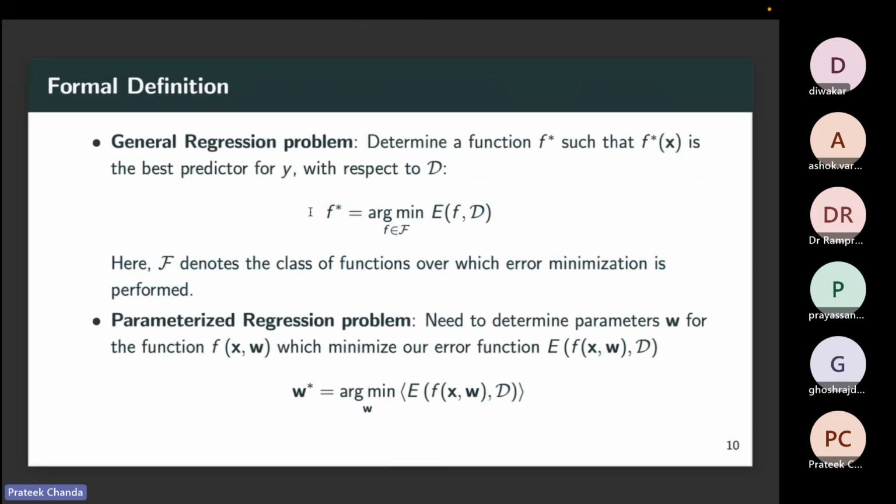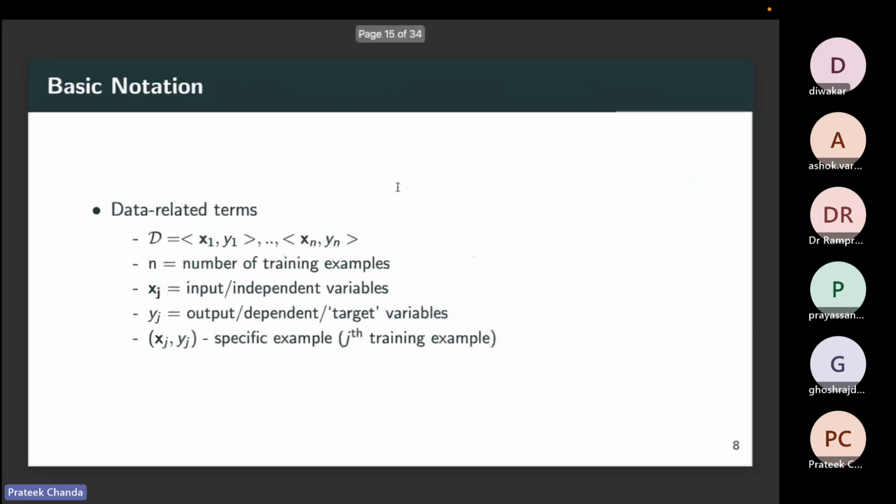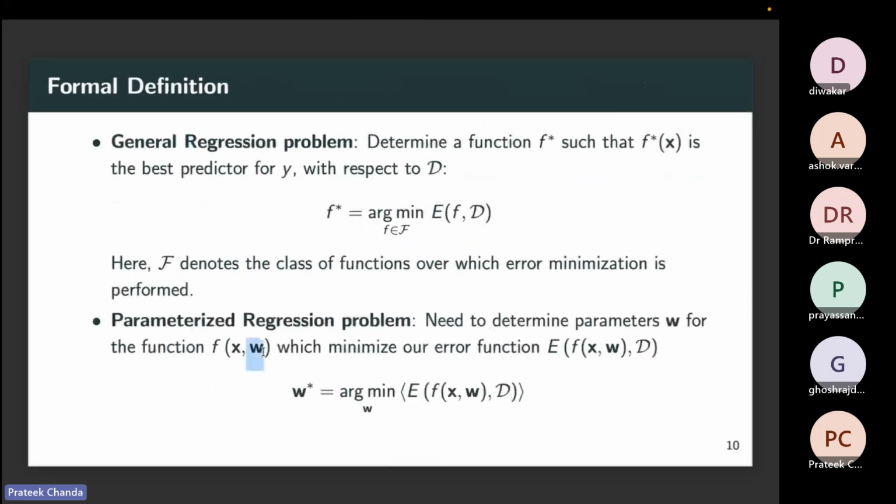So this is my general regression problem at the top. Now we come to the notion of a parameterized regression problem. This function f is a function of the input variables x, but there can be other parameters in this function, like w, for example. And w can be thought of as the model weights. For example, in neural networks you have weight vectors between two layers. So w can be thought of as extra parameters that the function needs apart from the input variables x.